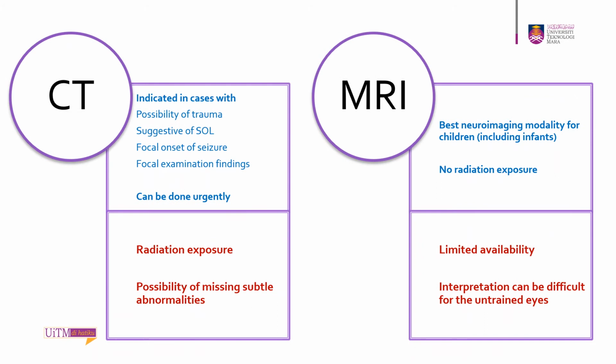There are pros and cons between CT and MRI for neuroimaging in children. Even though MRI would be the gold standard, in case where space-occupying lesion such as intracranial bleed is suspected, easily obtained CT would be more of benefit.